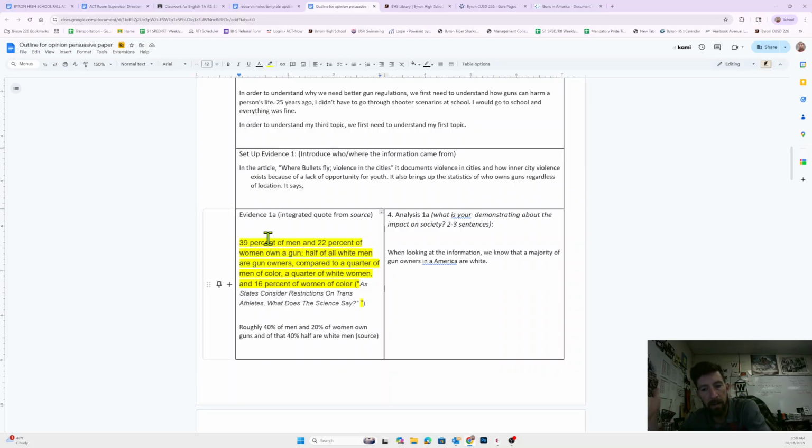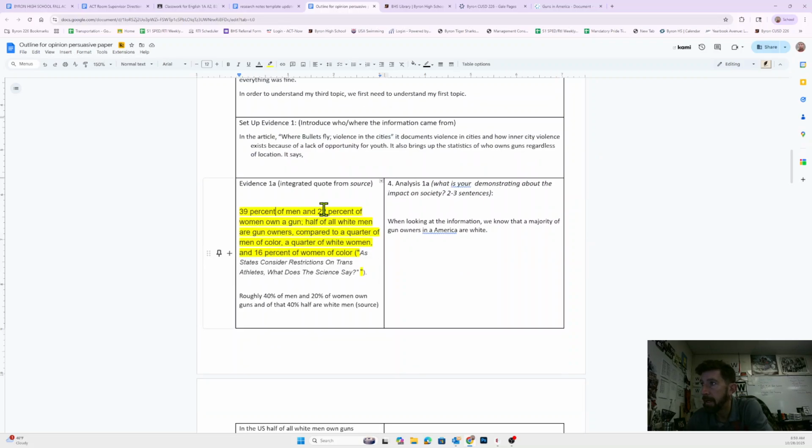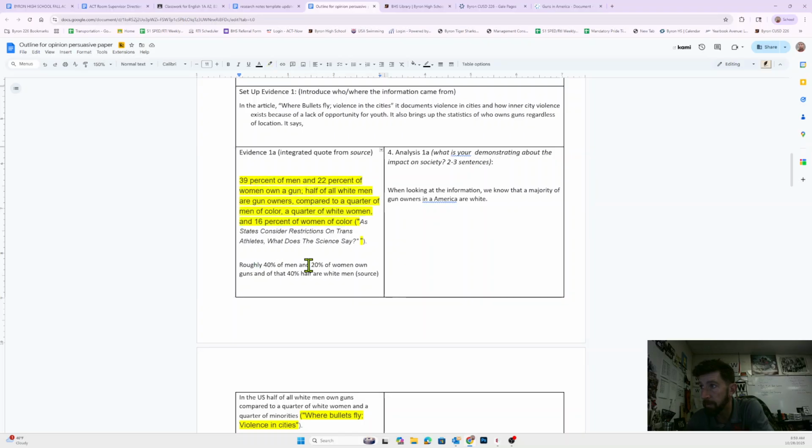So again, like our analysis paper that we've written in the past, I'm building up here to get to that quote. Now my quote says here, 39% of men and 22% of women own a gun. Half of all white men are gun owners compared to a quarter of men of color, a quarter of white women, and 16% of women of color. It's a pretty big stat, right? So I'm going to paraphrase that because it has a lot of stats in there. And I said roughly 40% of men and 20% of women own guns, and of that 40%, half are white men, right? So that's what we call paraphrasing.